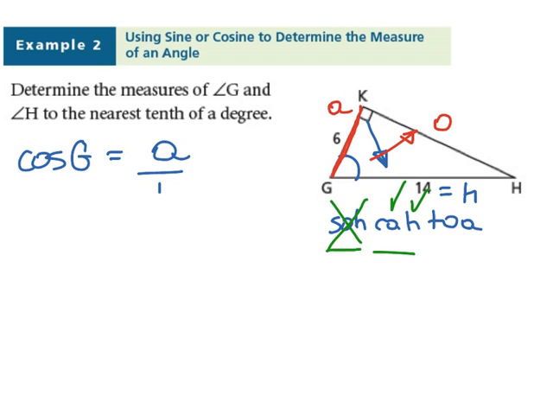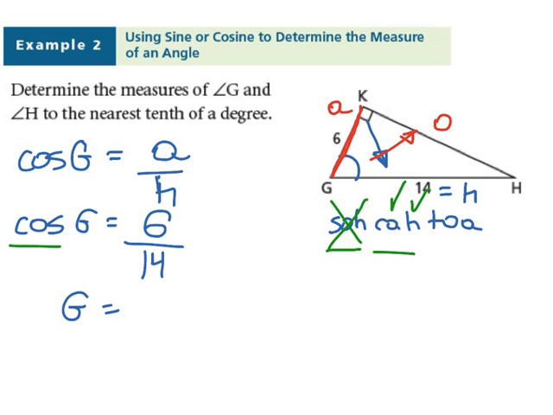And let's plug in the information that we do know. Cos of G is equivalent to our adjacent side, which is 6, over 14, which is our hypotenuse side. Now, when we're solving for the angle, we'll always take the inverse of the trig functions that we're using. So in this case, it's cos. We'll take inverse cos of 6 divided by 14.